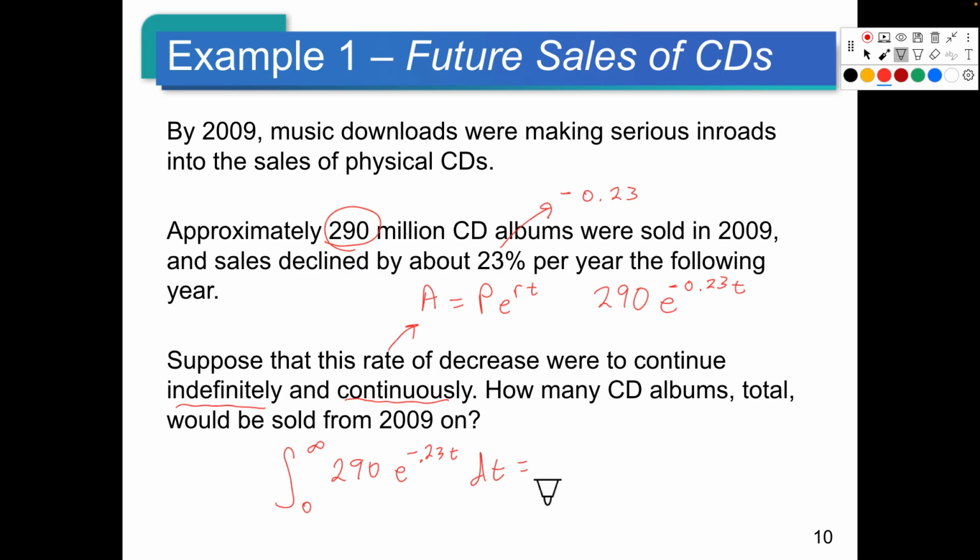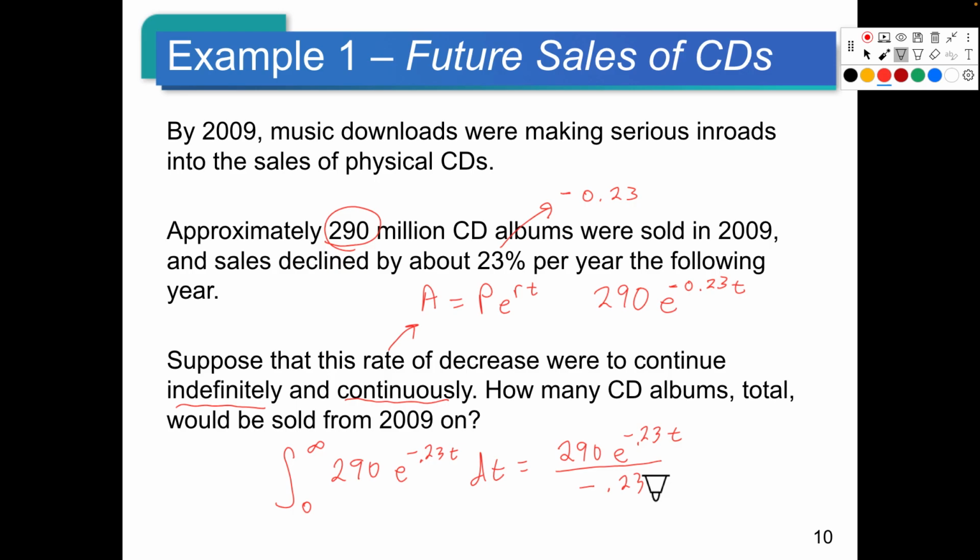Is that making sense so far? Following along? Any questions? Okay. So again, I'm just going to go along with this infinity part. When we integrate this, what do we get? 290 e to the negative 0.23t all over negative 0.23, right?